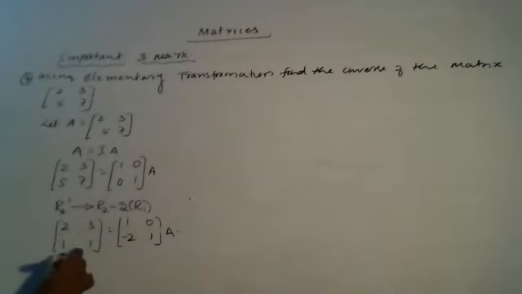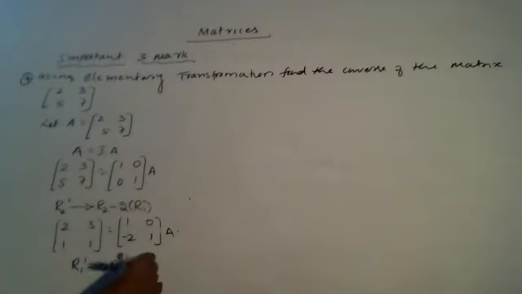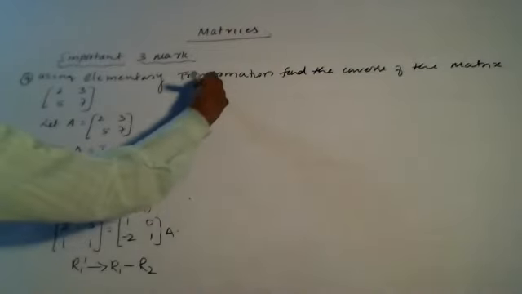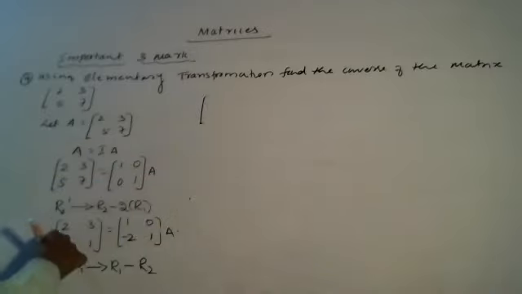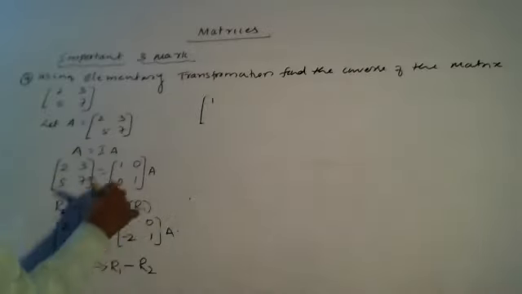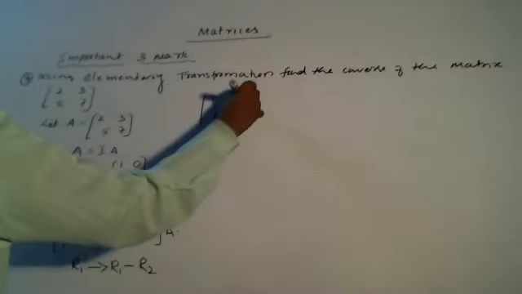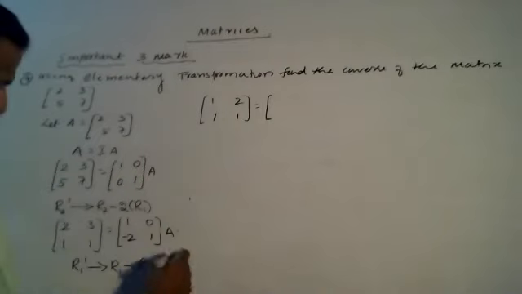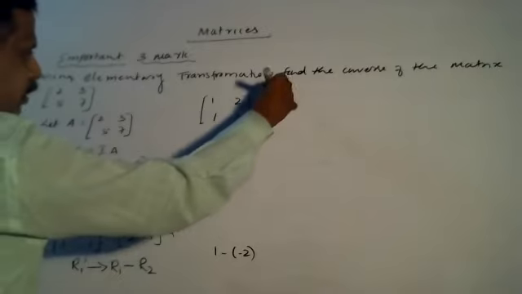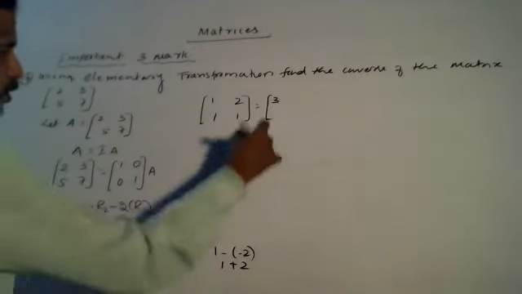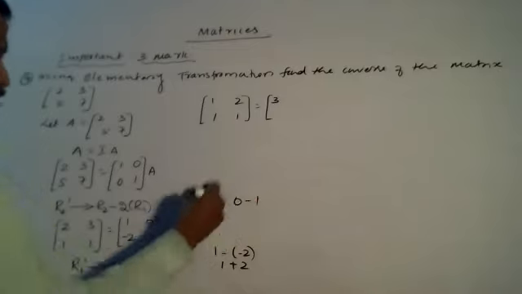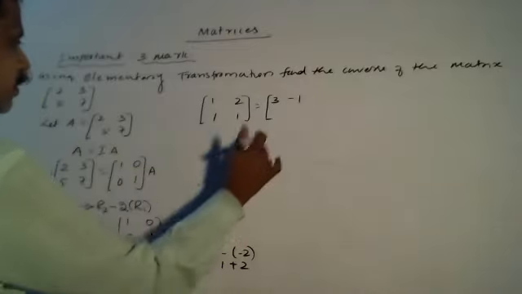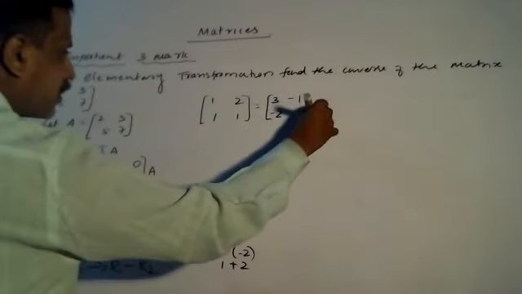Now I can do R1 dash changes to R1 minus R2. If I do like that, 2 minus 1 is 1, 3 minus 1 is 2. 1, 1 will be kept as it is. Here, 1 minus of minus 2, minus into minus plus 2, 1 plus 2 is 3. 0 minus of 1 is minus 1. Minus 2, 1. This is nothing but A.